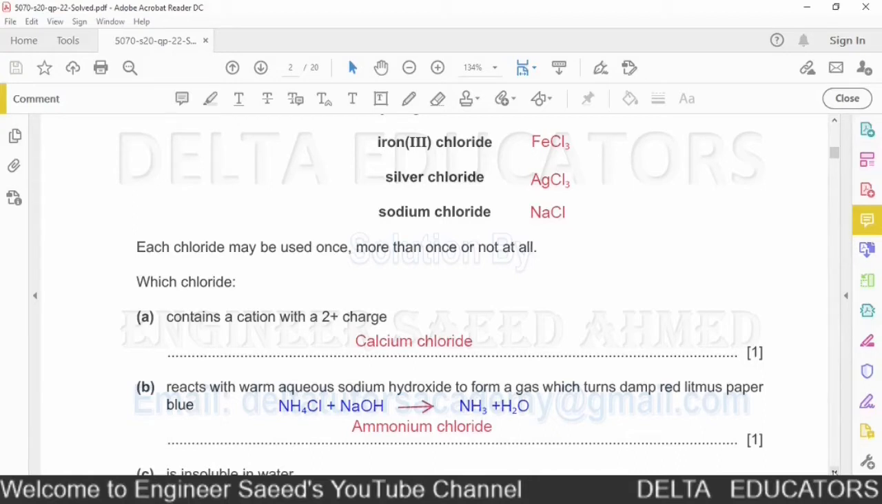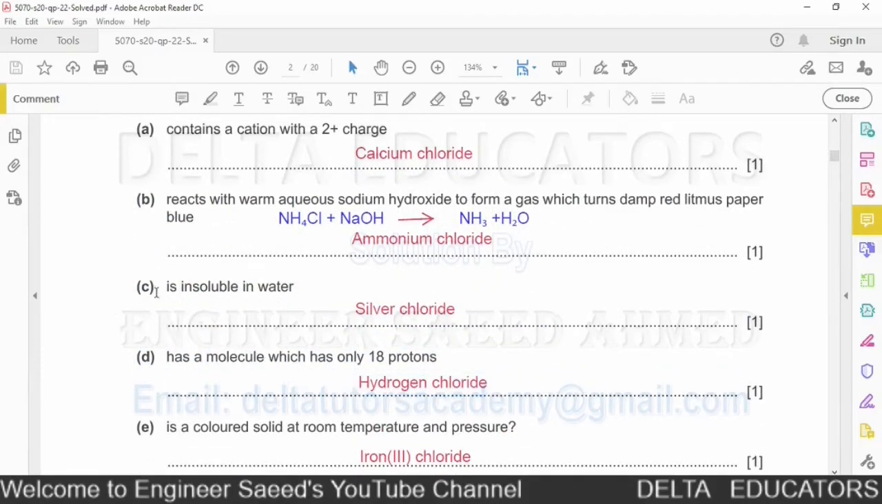Part B reacts with warm aqueous sodium hydroxide to form a gas which turns damp red litmus paper blue. Turning damp litmus paper from red to blue means the gas formed is alkaline in nature. When we react sodium hydroxide with ammonium chloride, we get ammonia gas and water. So what will be the answer here? Here we have to use ammonium chloride.